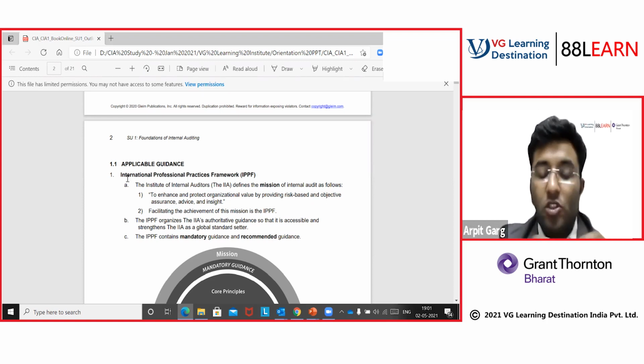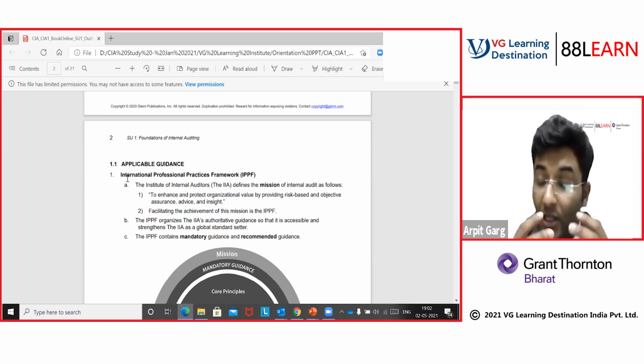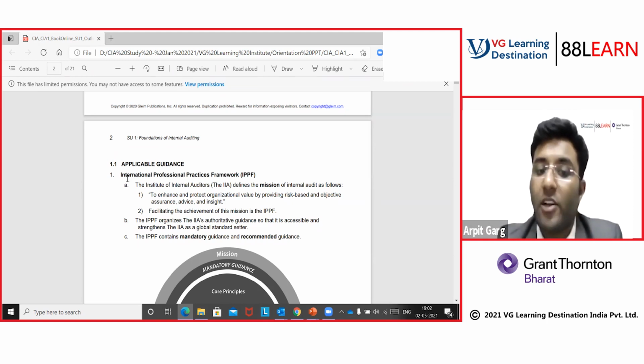So what I'm trying to say is, in any internal audit exercise or engagement that we are trying to do, we enhance and protect organization value by providing a risk-based approach, looking at what can go wrong in the process. By providing risk-based and objective assurance, we go through the documents, we cover the complete scope areas with objectivity, and we provide our advice and insights on what is going wrong in the process, and how we can add value to the organization and enhance the process efficiency. So that is our mission basically, which the IIA says: to enhance and protect organization value by providing a risk-based and objective assurance, advice and insight.